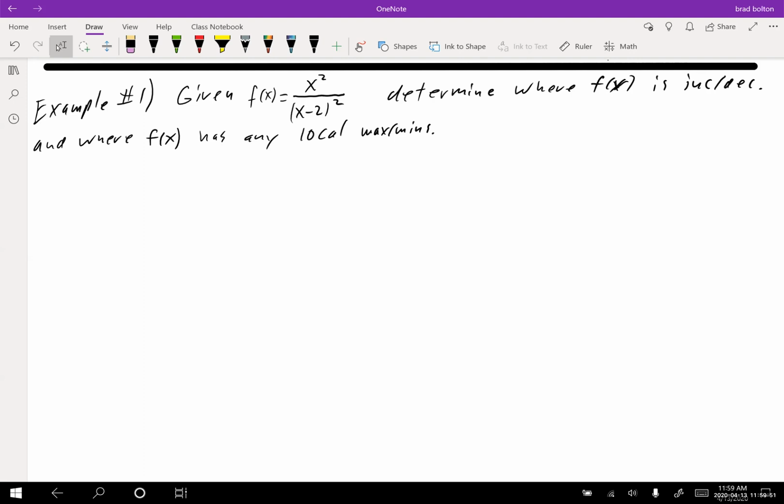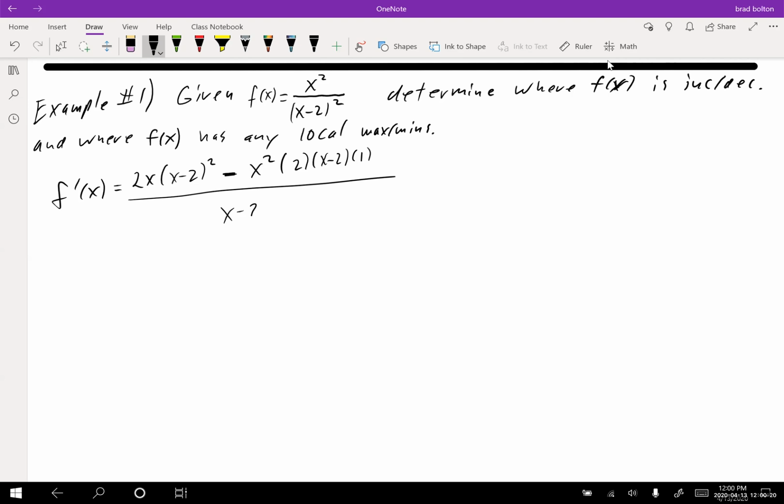So this means that I have to find my critical numbers first. In order to find critical numbers, I have to find the derivative. So the derivative is, we're going to use the quotient rule. So we take the derivative of the numerator, which is 2x, rewrite the denominator, minus, I'm going to rewrite the numerator and then take the derivative of the denominator, which would be 2 times (x minus 2) times 1, right? So I just reduced the power by 1. And then I have to divide this by (x minus 2) quantity squared.